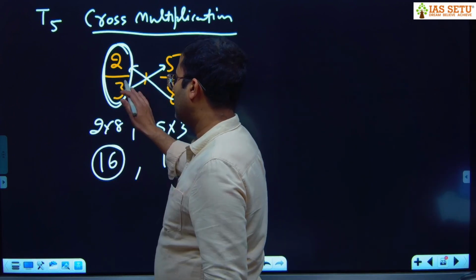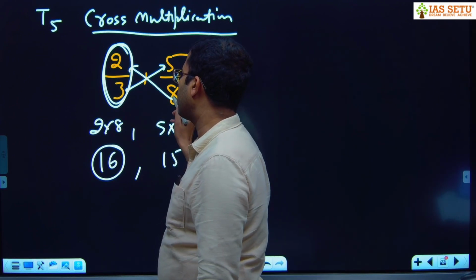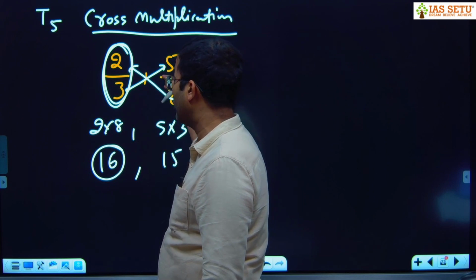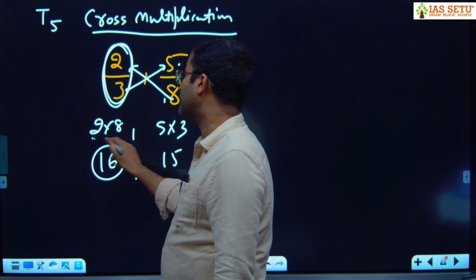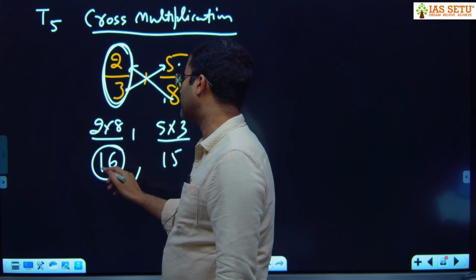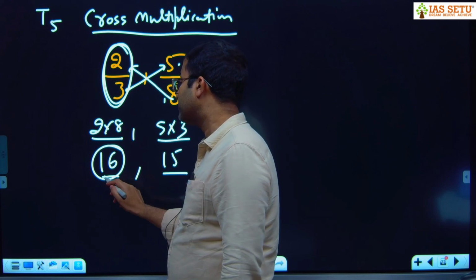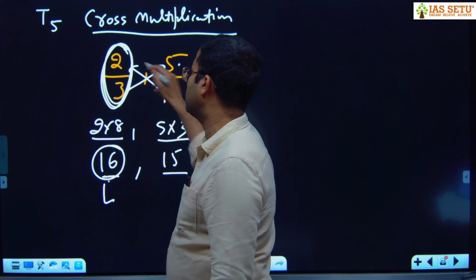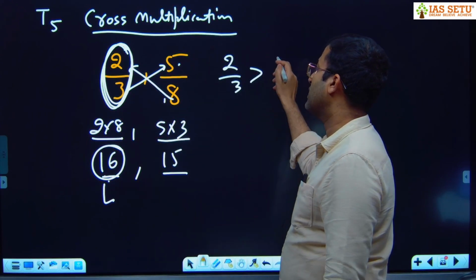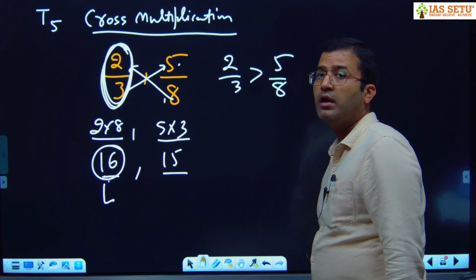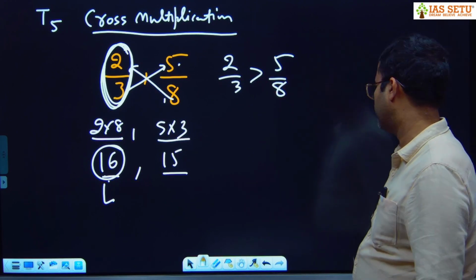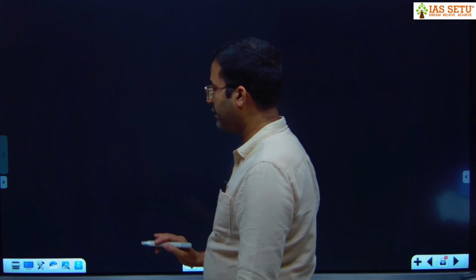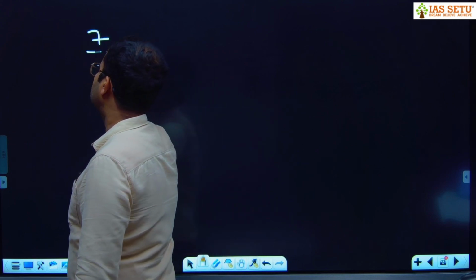Okay, so here 2/3 and 5/8, how to cross multiply? Take denominator other side and multiply. So this is 2 into 8, this is 5 into 3, this is 16 and 15. If 16 is larger, left side fraction is larger, 2/3 is larger than 5/8. Let me take one more question, then ask you. Let me solve one more question for you.